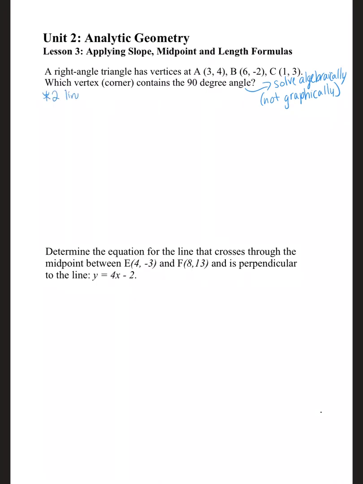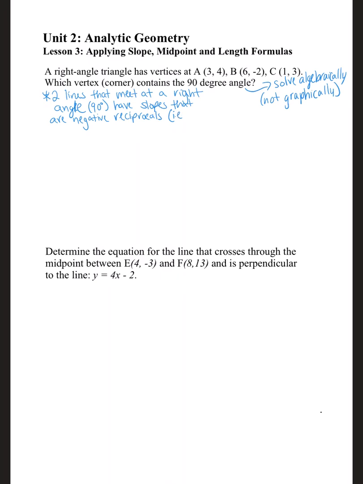So two lines that meet at a right angle, which is 90 degrees, have slopes that are negative reciprocals. And let's just put an example here so we can remember what negative reciprocals are.